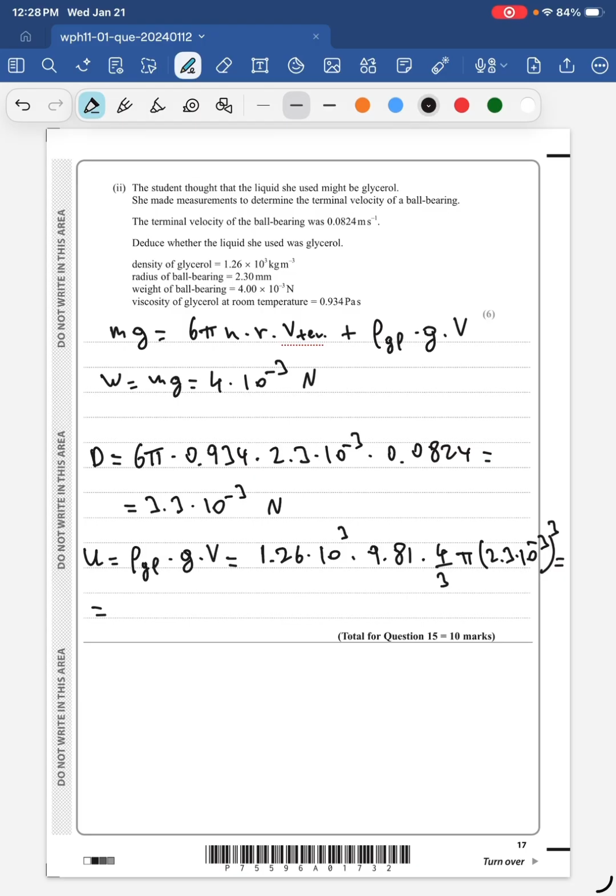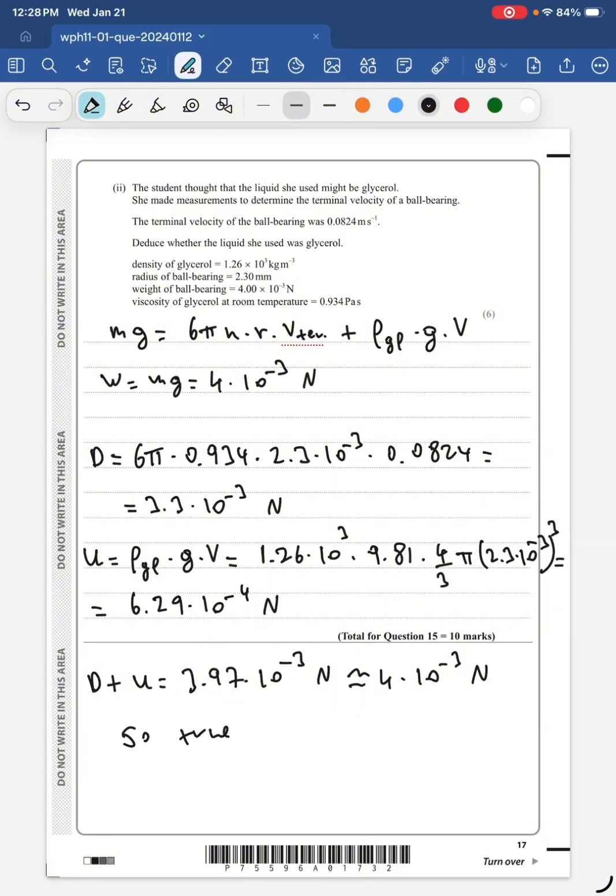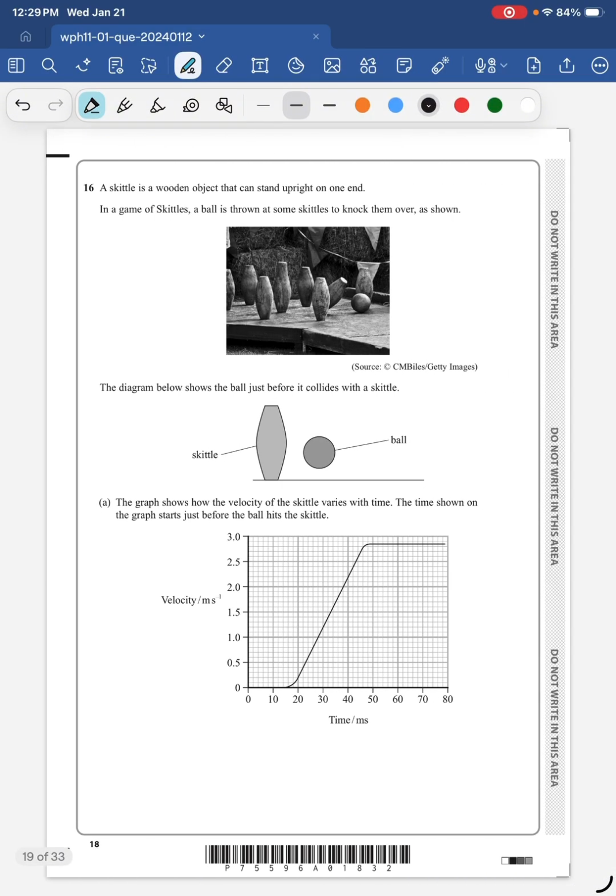If we carry out the calculations, we find 6.29 times 10 to the negative 3 newtons. And then if we add D plus U, we find 3.97 times 10 to the negative 3 newtons, which is about the same as the weight, which is 4 times 10 to the negative 3 newtons. So true, it's glycerol. Verified. Very cool. Okay, let's move on to question 16.